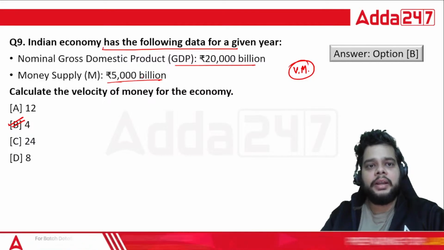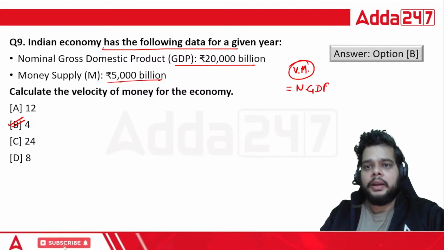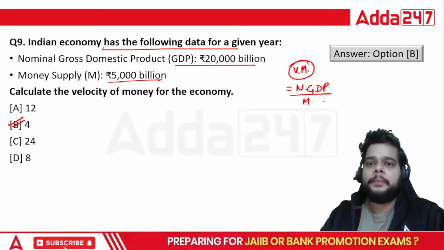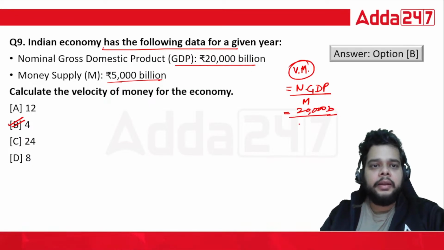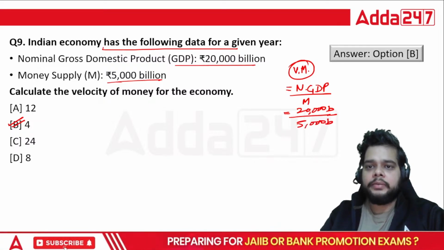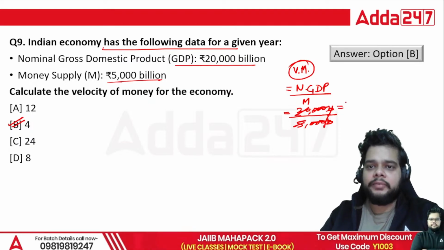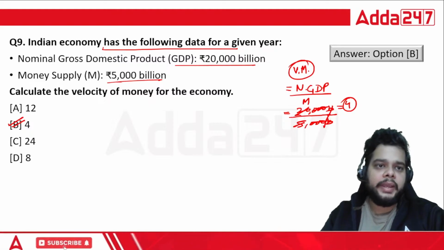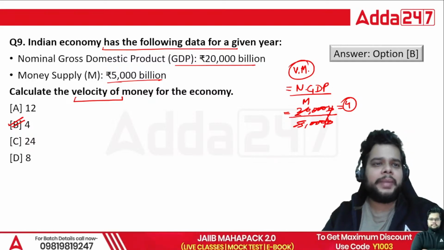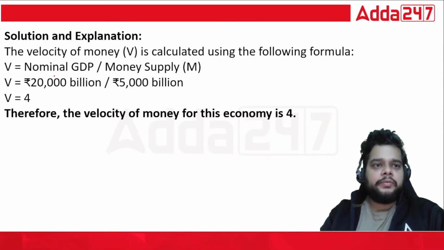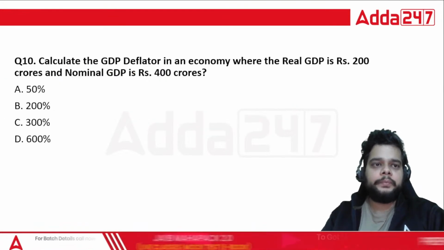So 20,000 billion divided by, you will get what? Nominal GDP divided by money supply, that is M. So nominal GDP is what? 20,000 billion divided by 5,000 billion. Okay, so this will get cancelled and you will have the answer as 4. 20 by 5, that is 4, which will be the velocity of money. That is why we say that whenever there is a formula based question in the IFS, you must attempt, because questions are pretty much simple. Okay, so the formula nominal GDP by money supply, you will get the answer as 4. Velocity of money is 4.